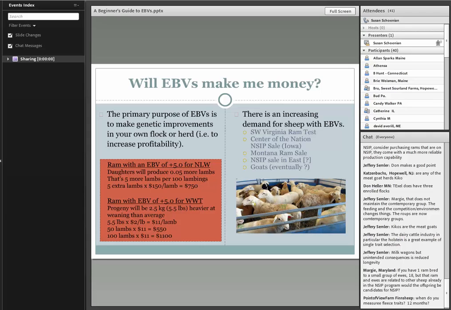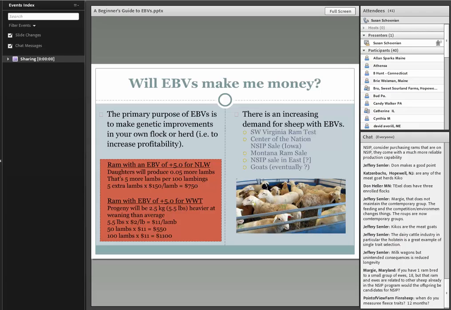If you used a ram that had an EBV of +5 for number of lambs weaned, his daughter would be expected to produce 5% more lambs than the average. So if you had 100 lambings, 100 ewes, that would be 5 more lambs. So if I value those 5 lambs at $150, that's $750 more income that ram brought you.